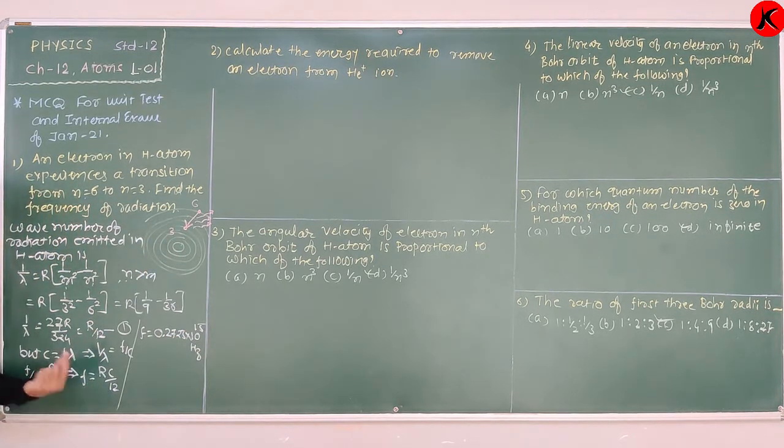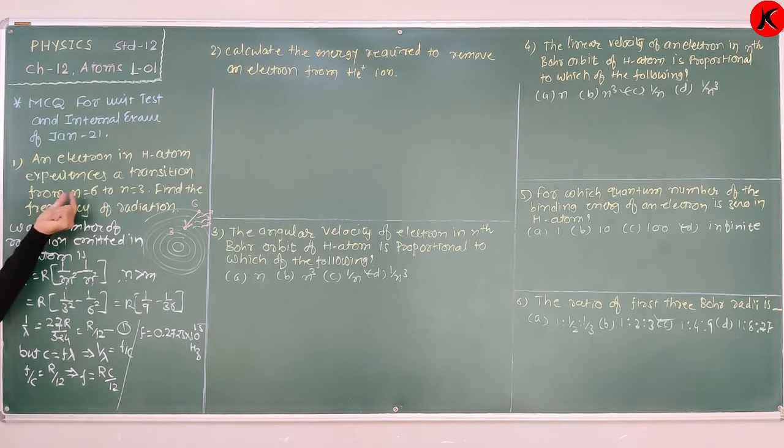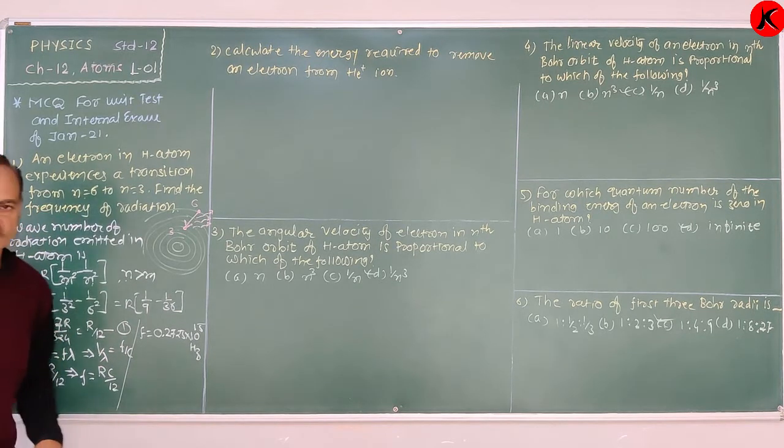Here R is the Rydberg constant. Again, an electron in a hydrogen atom makes a transition from the 6th to the 3rd orbit. Find the frequency of the radiation.